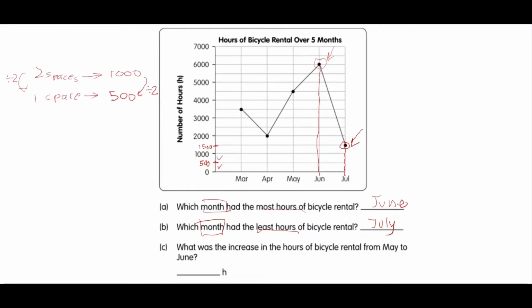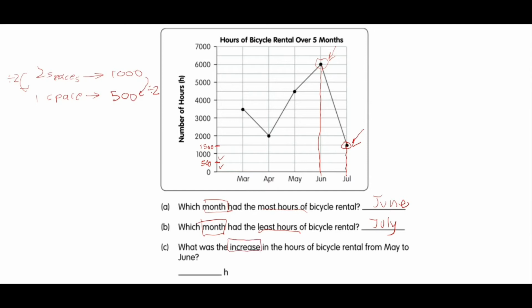Let's look at question C. What was the increase in the hours of bicycle rental from May to June? Let's look at May. At May, this is the hours. And June, this is the hours. So there is an increase from here to here. So this arrow shows the number of hours increased from May to June.